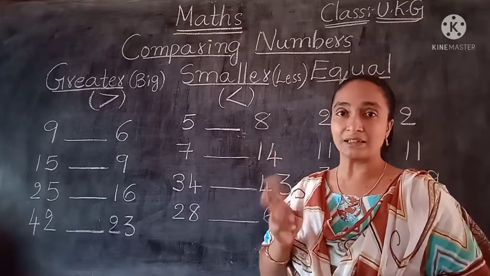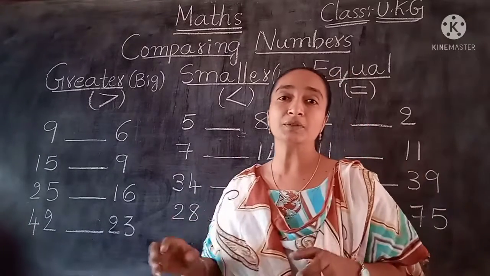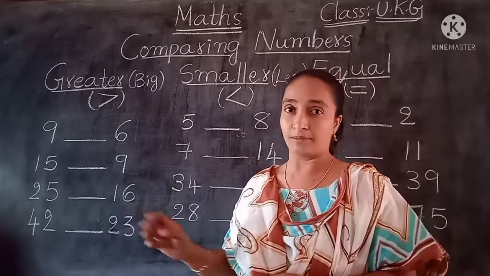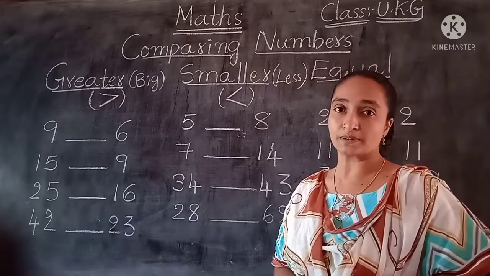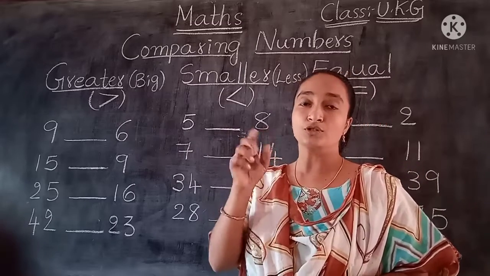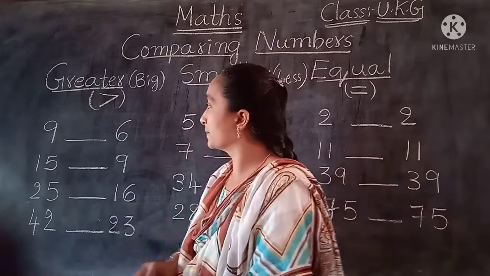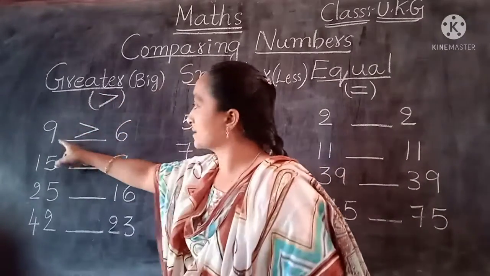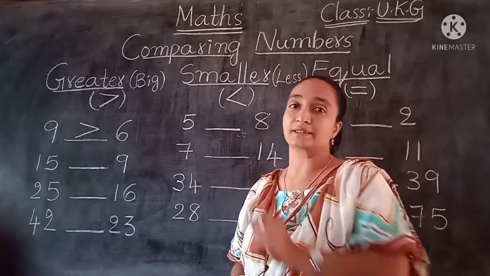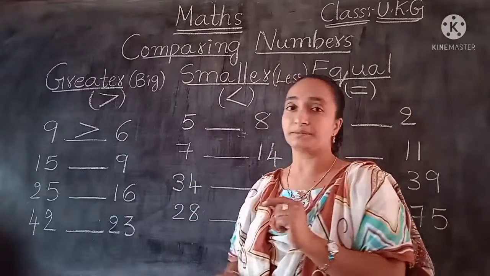Here both are single digit numbers, so we can find out very easily that 9 is the bigger number. Which side do we have to keep the symbol, children? We keep the symbol so that the crocodile mouth opens toward the bigger number. So like this we can keep the symbol. 9 is greater than 6. Yes, of course, 9 is greater than 6.